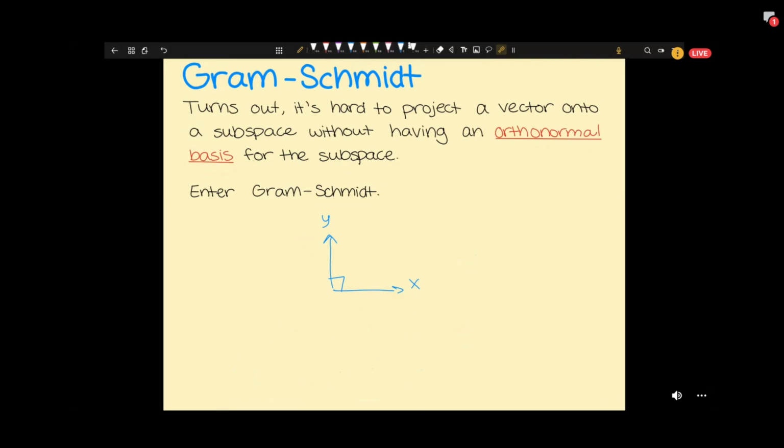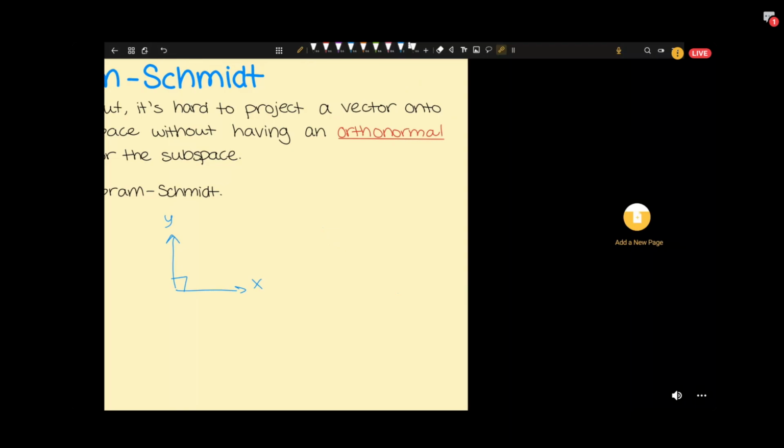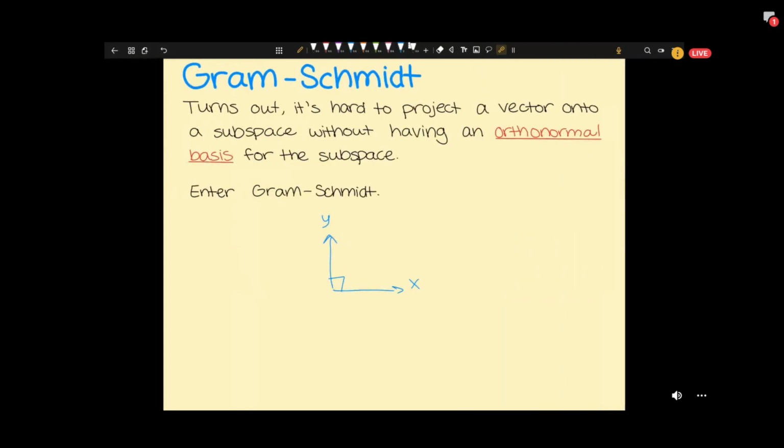And so our saving grace is Gram-Schmidt. This Gram-Schmidt algorithm will give us an orthonormal basis for a subspace. We just need to give it some vectors, and it'll spit out an orthonormal basis. Okay, I hope we all feel sufficiently motivated now. All right, let's get into the code. So I think, yeah, that was my last slide.